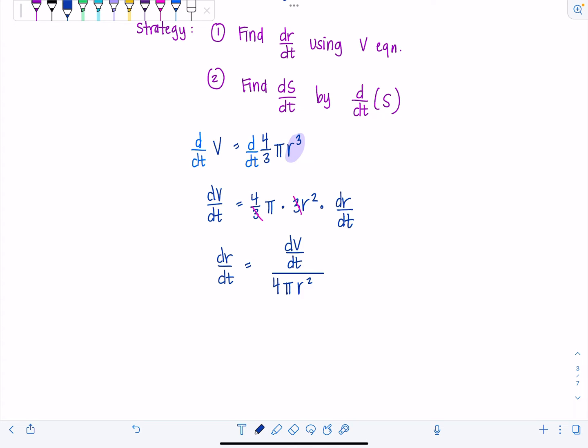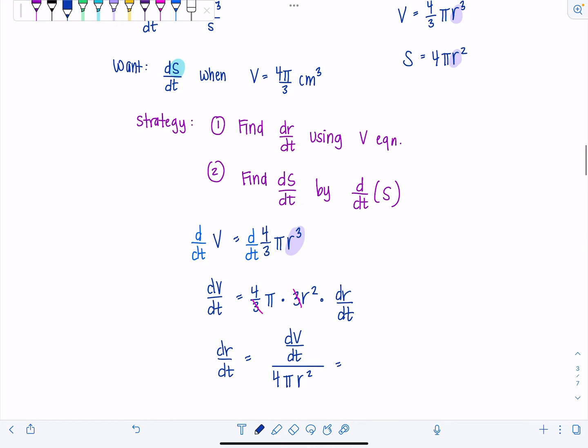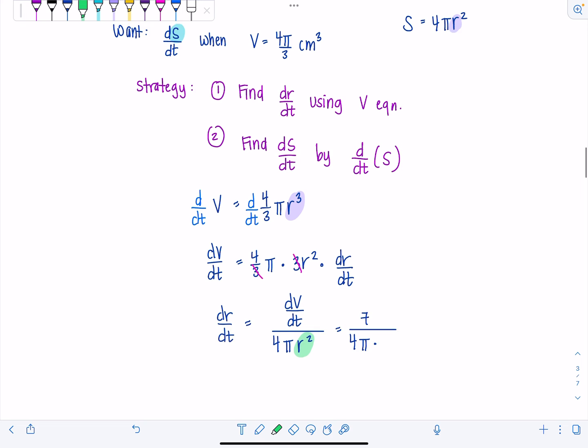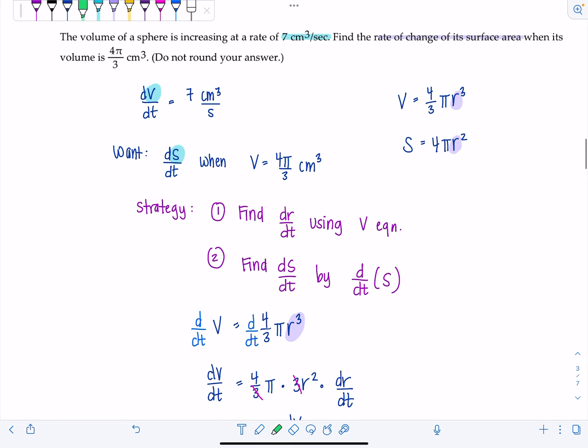Okay, great. So they gave me dV/dt, didn't they? They said dV/dt was 7 over 4 pi times r squared. Well, what is r squared going to be equal to? Did they give me any info about the radius at the moment of time when they want that rate of change of the surface area? No. They told me they want the rate of change of the surface area when the volume is 4/3 pi centimeters cubed. Oh, that's okay. I can figure out the radius.